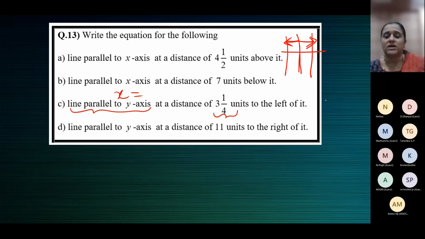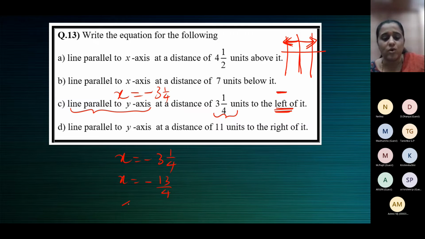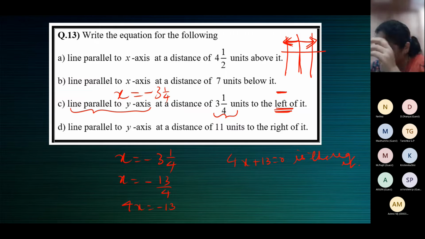Is it to the left or right? Left of it. It's on the left side, so it's negative. So x is equal to minus 13 by 4. Cross multiply: 4x is equal to minus 13, or 4x plus 13 is equal to 0 is the required equation. Right, children? 4x plus 13 is equal to 0 is the required equation.